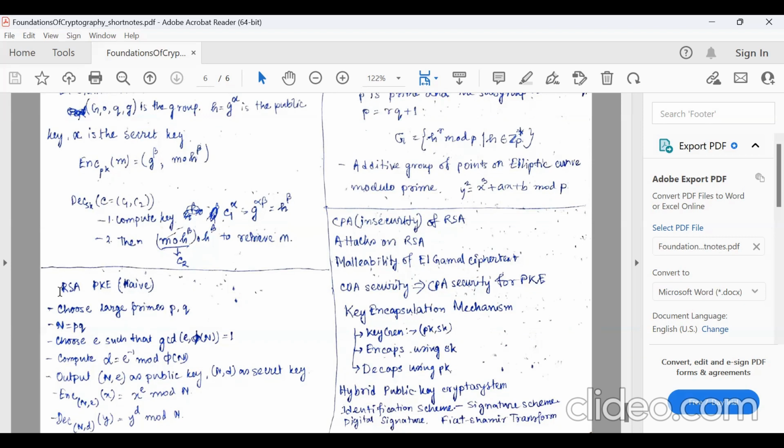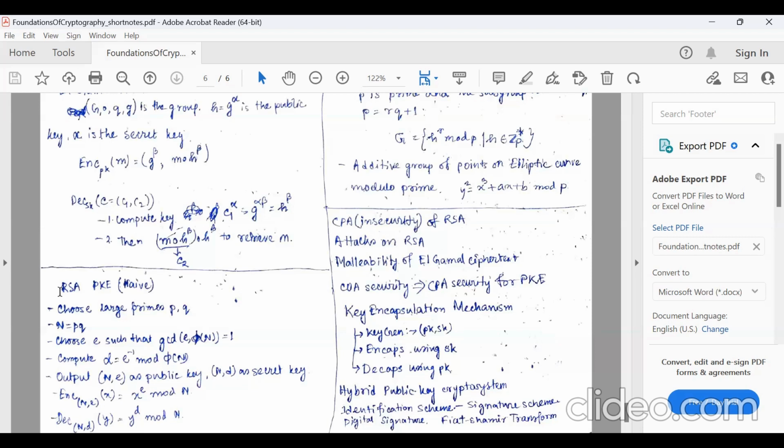But you can modify this RSA encryption scheme by using various other techniques. So we discussed padded RSA, and also you can modify it to make it CPA secure, to introduce some randomness in the message. We also discussed several attacks on RSA, like the no message attack, arbitrary message attack, and so on. We also discussed malleability of the Elgamal ciphertext.